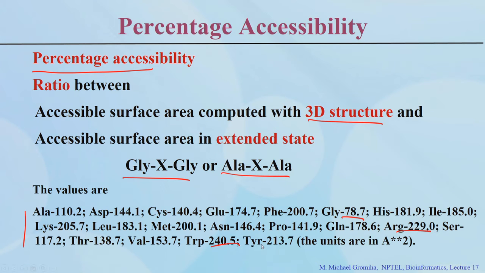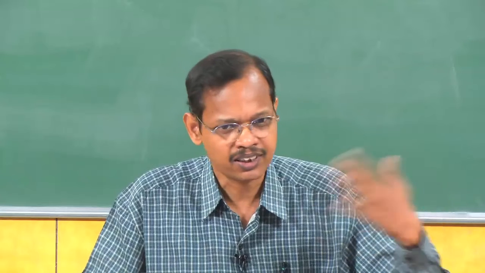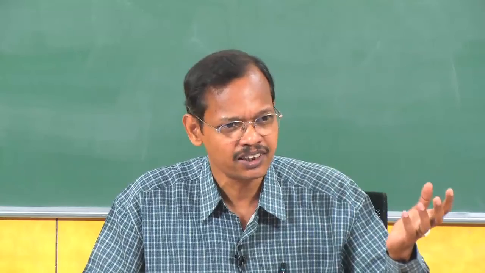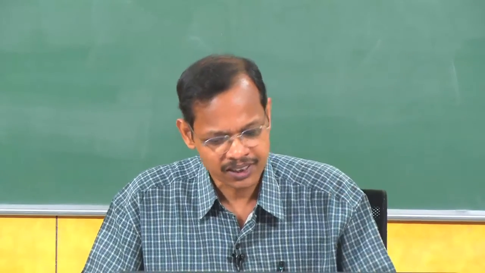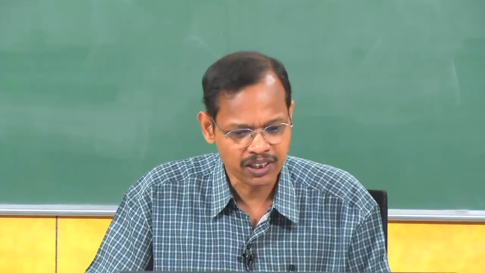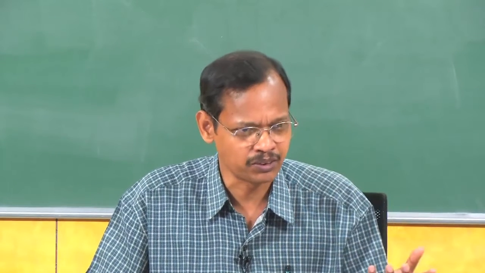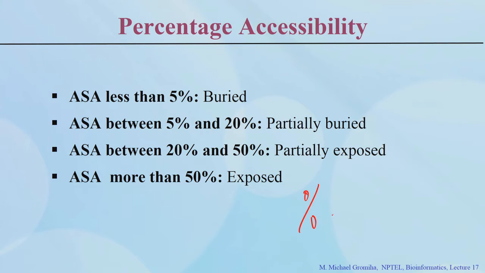Now you can get the ratio. One from the 3D structures, you run the program, any of the programs. What are the programs we discussed? NACCESS, AREAIMOL, GetArea, right, or DSSP. You get it for the folded state and the extended state values we know, then you divide that, right, then you will get the percentage accessibility, right, the percentage ASA. So, that is ASA in the 3D structure, and the ASA in the extended state.